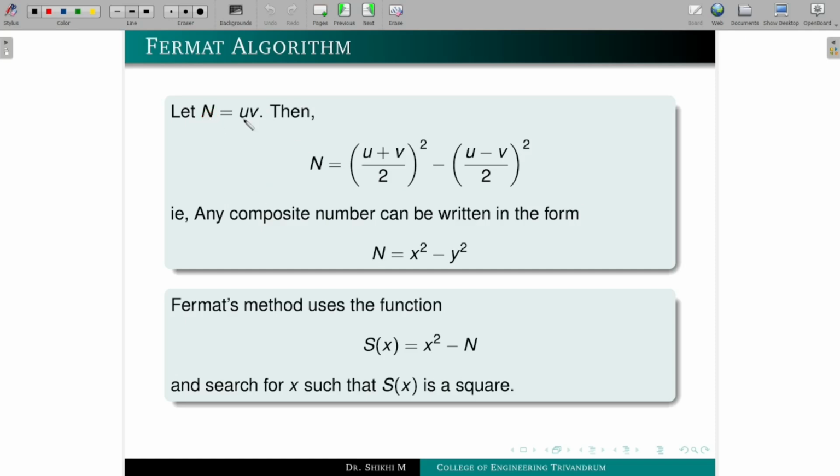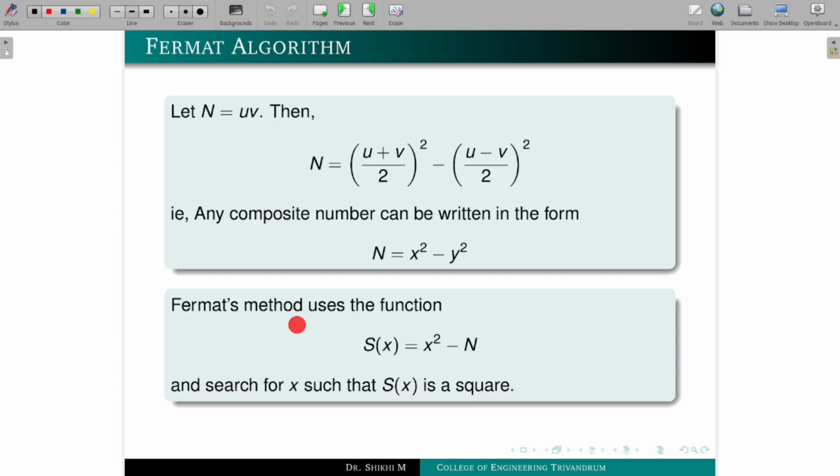Suppose capital N is a composite number which can be factorized as u into v. Then this n can be written as ((u plus v) by 2) whole square minus ((u minus v) by 2) whole square. You can solve this one and you may find that it is equal to u into v. That is, if a number can be written as u into v, it can be written in the form x square minus y square. So any composite number can be written in the form n equal to x square minus y square.